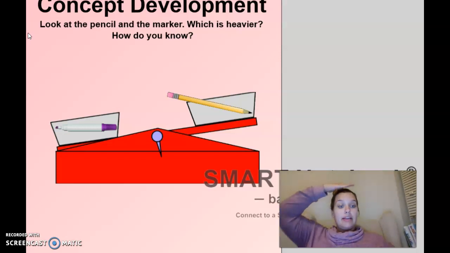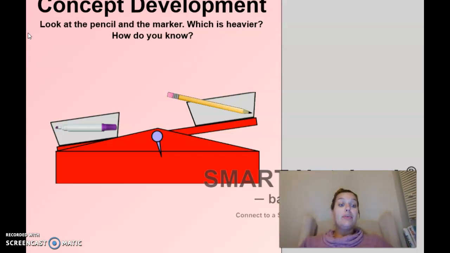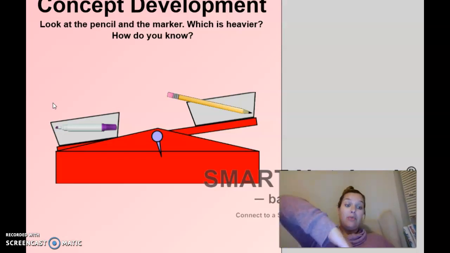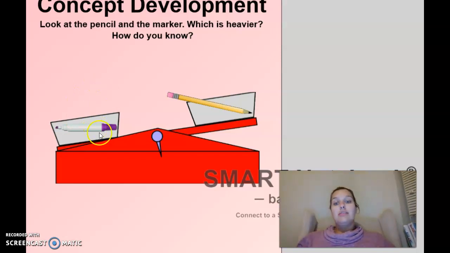If you put your hand on your head for the marker, you are correct. The marker is heavier. And I know this because, like my seesaw, the heavier part of my scale goes down. So, just like that seesaw, when you went down because you were heavier than the kitten, this marker is heavier than the pencil. So it goes down.